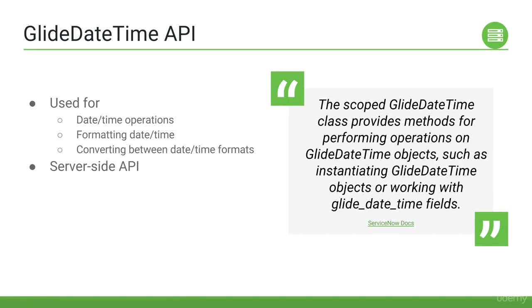The ServiceNow docs explain the GlideDateTime API as: the scoped GlideDateTime class provides methods for performing operations on GlideDateTime objects, such as instantiating GlideDateTime objects or working with GlideDateTime fields. As a developer, you'll use the GlideDateTime API anytime you need to do datetime operations or format datetimes or convert between date and time formats. This is a server-side API and cannot be accessed on the client side.